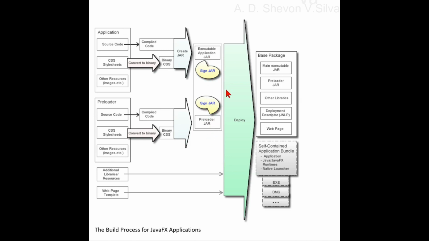This goes with the deploy. Here additional libraries and resources are connected to deploy. Here web page template is connected to deploy. Here deploy is connected to base package, my main executable jar, preloader jar, other libraries, and deployment descriptor JNLP, and web page are inside base package. Here the self-contained application bundle, application JavaFX runtimes, native launcher, here exe, dmg, etc.